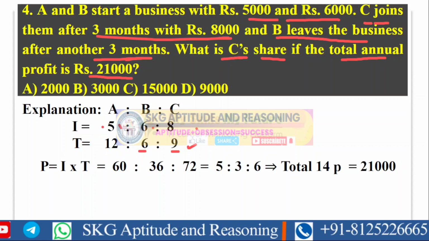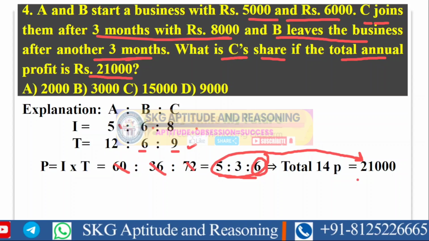investment into time period. So 12 fives are 60, 6 sixes are 36, 8 nines are 72. If we eliminate the common factor, 12 in the 12 table, it becomes 5 is to 3 is to 6. Adding all these gives 14 parts, and 14 parts equal 21,000. What we need to find is C's share, which is 6 parts.